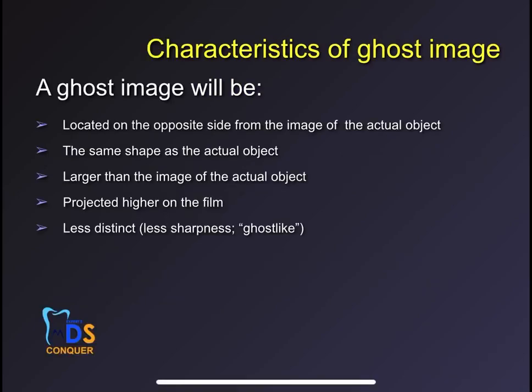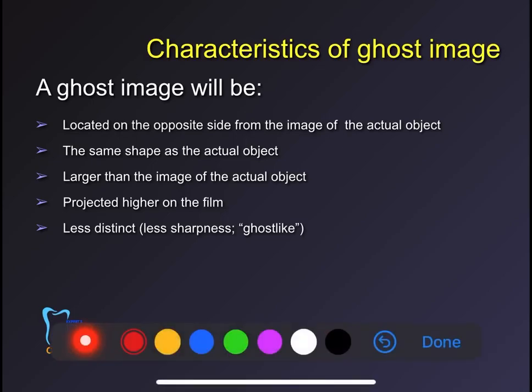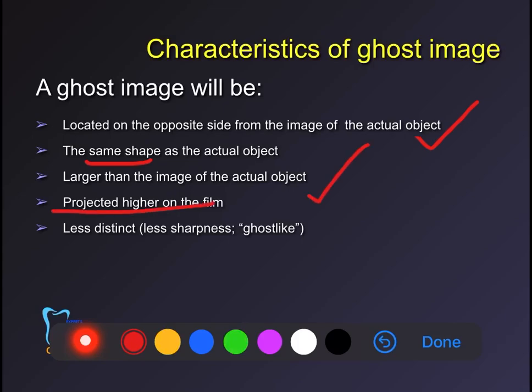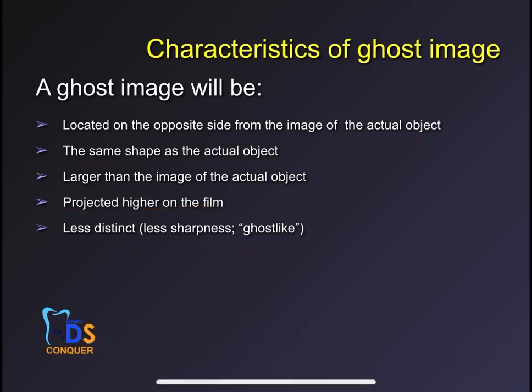So here if you see, the characteristics of the ghost image include, a ghost image will be located on the opposite side from the image of the actual object. The shape will be the same, but the size will be larger, and it is projected higher on the film, and it is less distinct. It is not that sharp and it appears ghost-like. Okay, so these are the various characteristics of the ghost image.